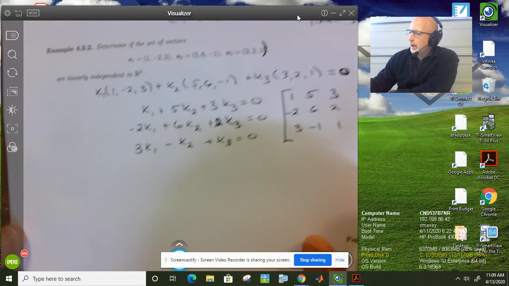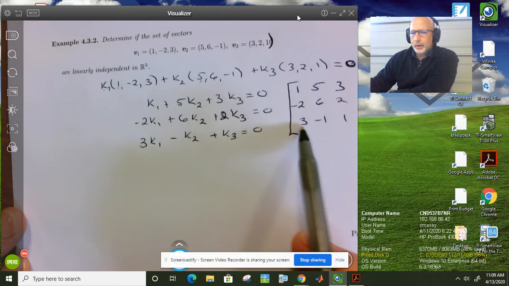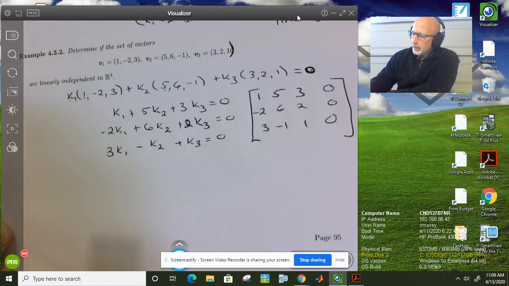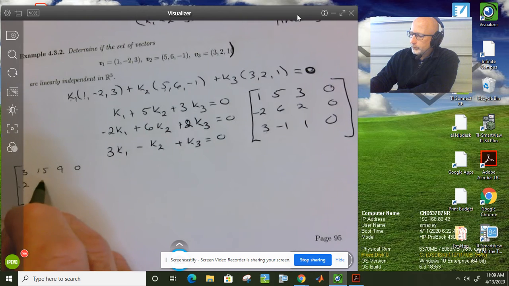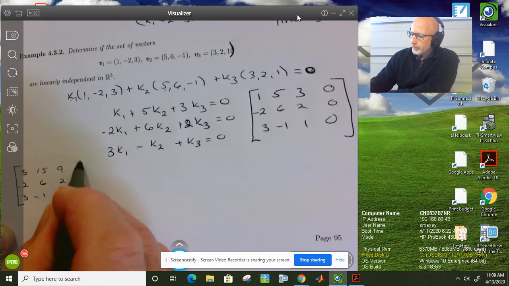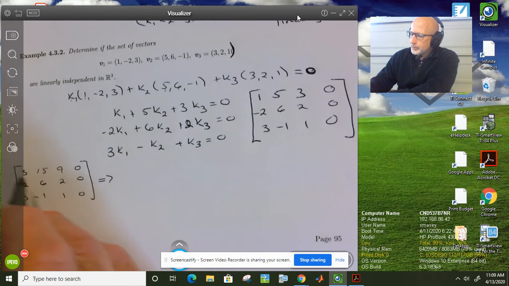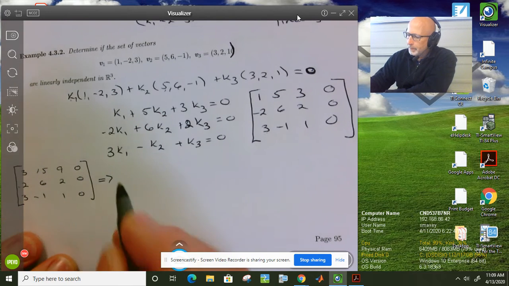Okay, I'm going to go ahead and multiply the top row by 3 because I want to get rid of this 3. So in doing so, I'm going to come over here, and this is going to be the vector 3, 15, 9, 0, negative 2, 6, 2, 0, 3, negative 1, 1, 0. And then subtracting the bottom from the top.